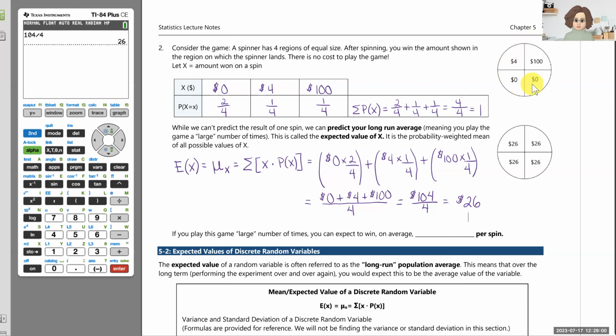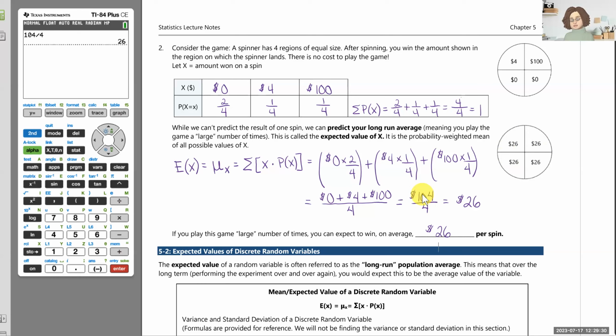So if you were to play the game a large number of times, so this game, not once, not twice, but over and over, a large number of times, you would be averaging out to $26 per spin. Okay, so the reason for showing you the two spinners here, if you add up all the dollar amounts on this spinner, it's 104. If you add up these 4 values, it's still 104.